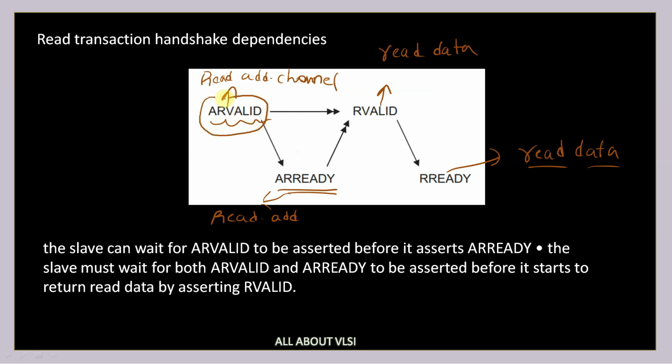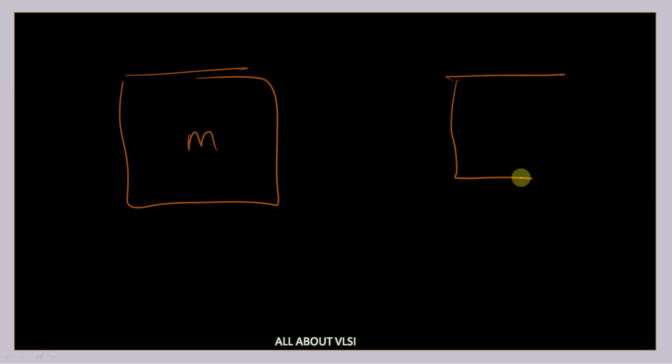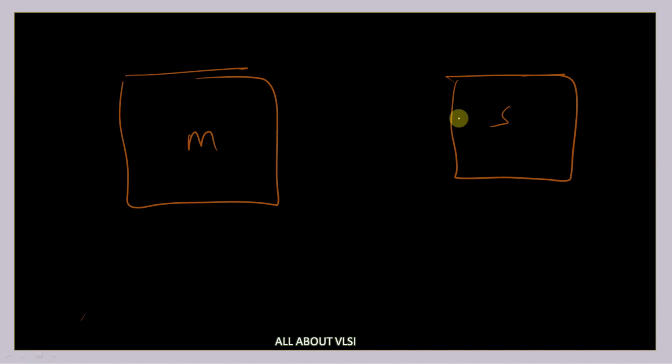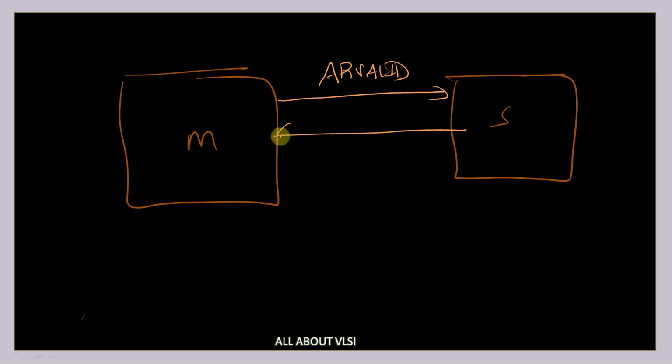The AR valid signal is given by our master. Now, what is the relation here? Let's say we have a master and a slave like this. The condition given by the protocol is that we have the AR valid signal, which is given by our master, and the AR ready signal, which is given by our slave, right?